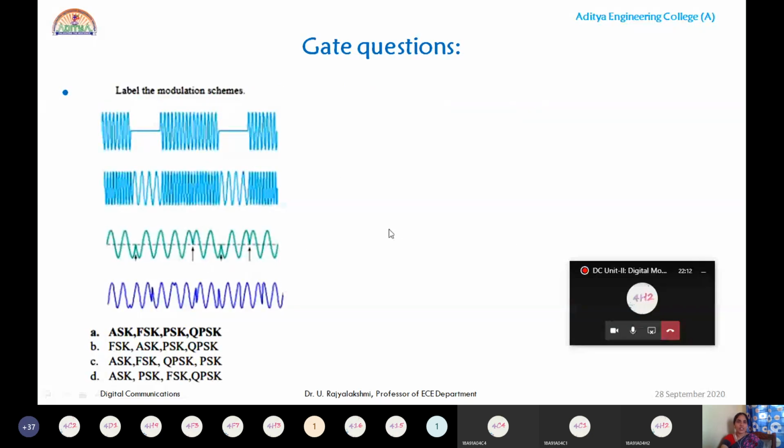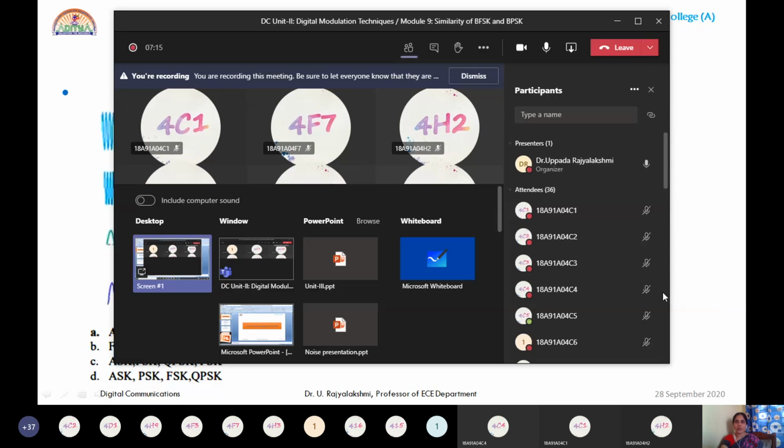Next, please observe this another question. Here you can see 4 waveforms. Please observe the corresponding waveforms and tell me which kind of keying technique the first one is the output for. So I will call one of you. Please respond.